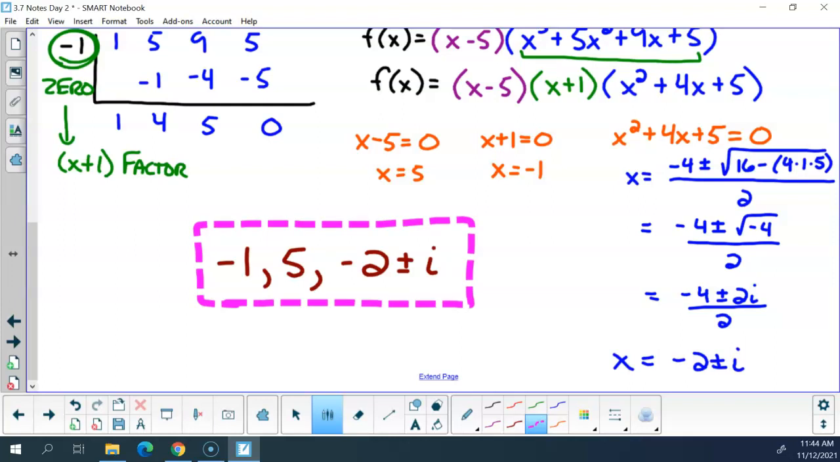Questions, comments, concerns? Imaginary roots come in pairs. As soon as we saw the graph only crossed twice, we automatically knew that there were 2 imaginary roots, because there has to be 4.